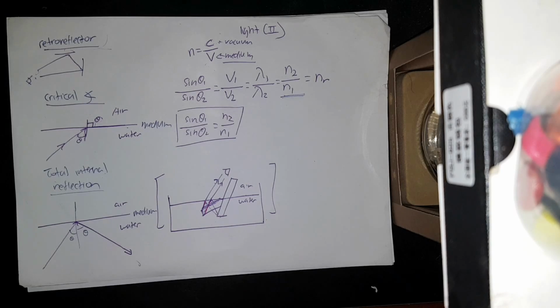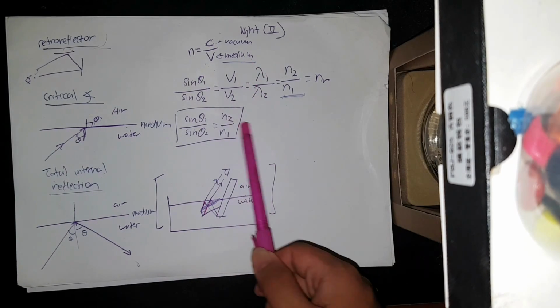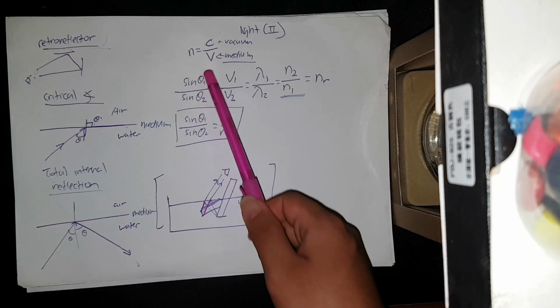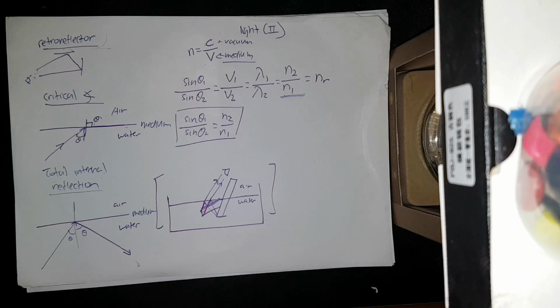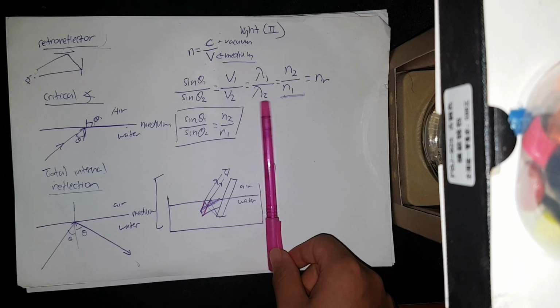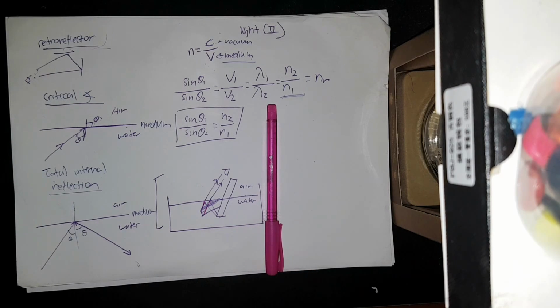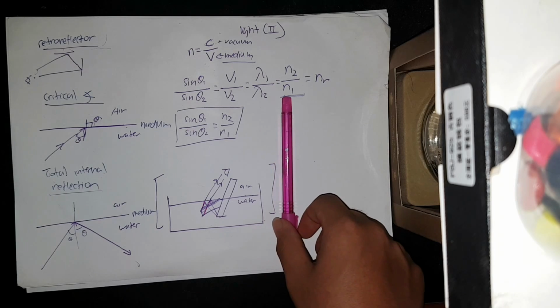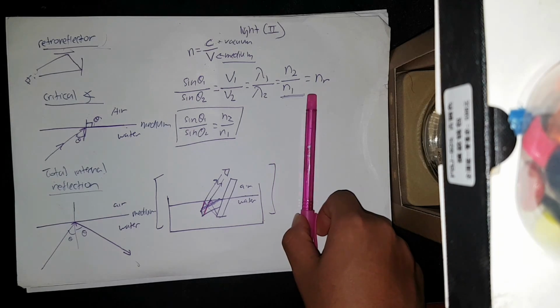So, if you substitute this equation into the previous equation, you get sin theta 1 over sin theta 2 is equal to the velocity of light in the first medium over the velocity of light in the second medium, which equals the wavelength in the first medium over the wavelength in the second medium, which equals n2 over n1, which equals nr.